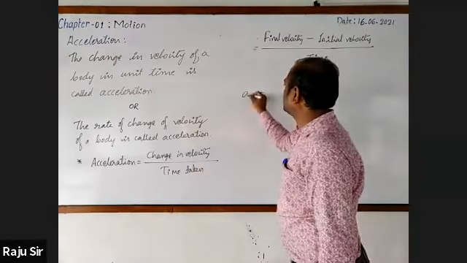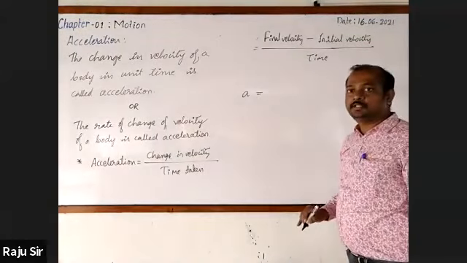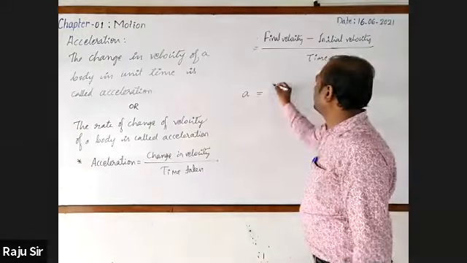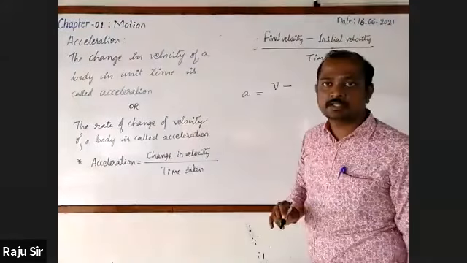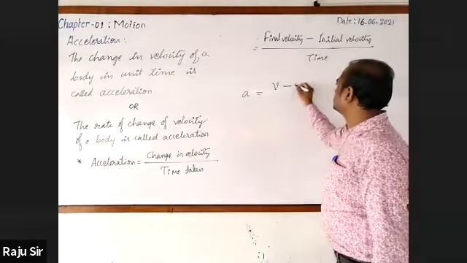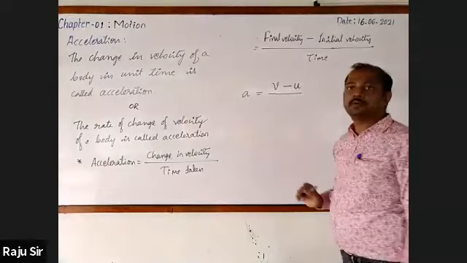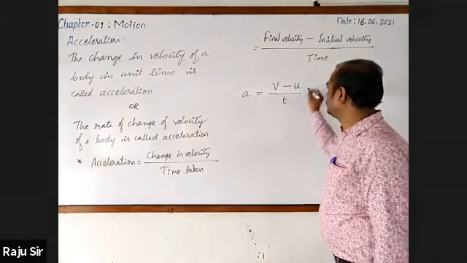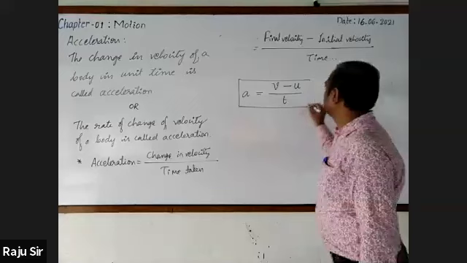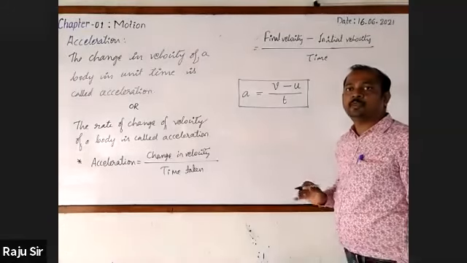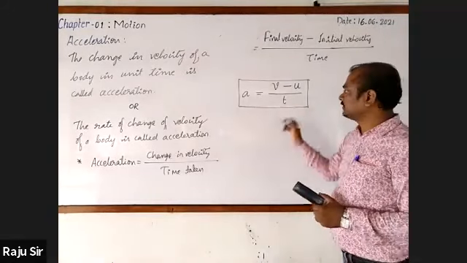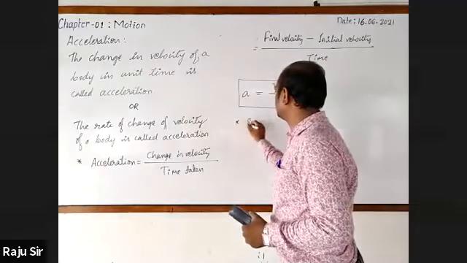Right. Acceleration is denoted by small a. Final velocity is denoted by small v. Initial velocity is denoted by small u. And time is denoted by small t. So a is equal to v minus u by t. This is the formula.